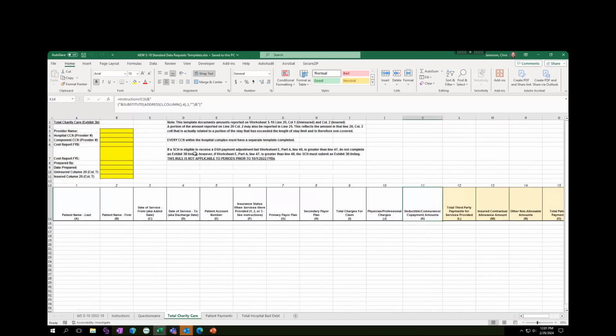The other thing I wanted to mention with this template is basically what I said earlier about the SCH not having to file this for fiscal years beginning 10/1/22 and after, but we still have to audit it. They don't have to file it at the cost report submission, but we still have to audit it.